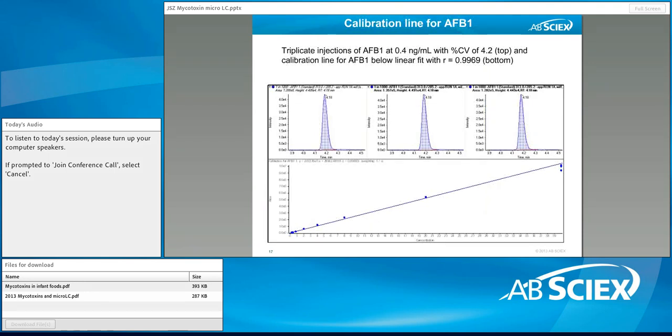So in terms of quantitation, I will just show you one slide here. You can see with triplicate injections for aflatoxin B1 at 0.4 nanogram per mL, we can get a percent CV of about 4. And in the bottom picture, you can see the calibration linearity for concentrations from 0.4 nanogram per milliliter up to 40.